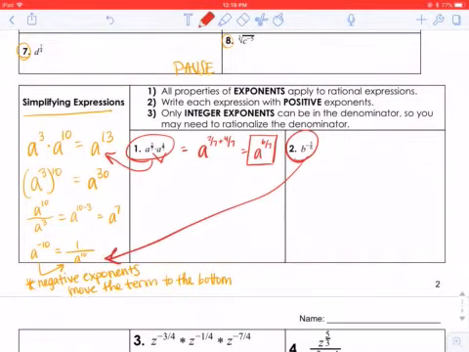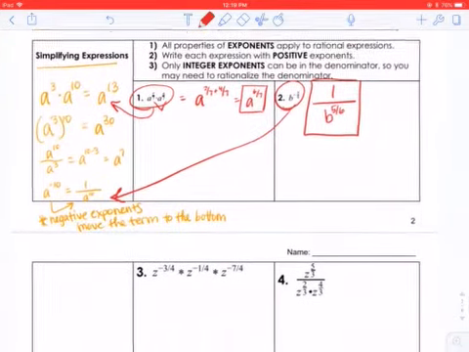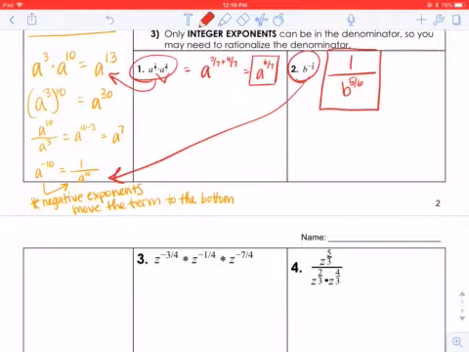Number 2, we see a negative exponent. So I'm going to use this rule here. Whenever I see a negative exponent, it's going to go to the bottom. So I'm going to have b to the 5/6. Right, so it goes to the bottom. There's nothing on top, so we put a 1 there, and that would be our answer there. All right. Fairly simple.